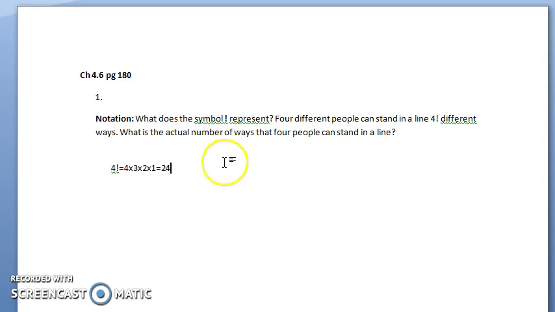So, what is the actual number of ways that 4 people can stand in a line? Well, through this work, we can see that there are 24 ways that 4 people can stand in a line.